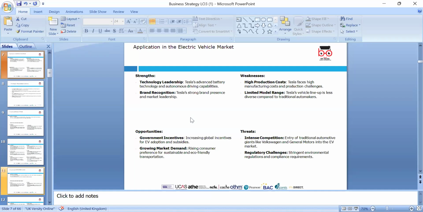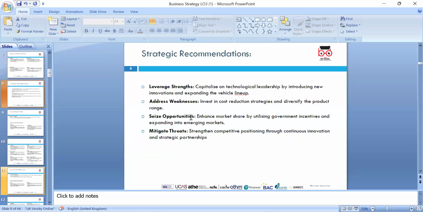So the model can be used for strategy purposes: leverage the strengths, address the weaknesses, seize opportunities, mitigate threats. Mitigating threats can be done through the SWOT analysis. So strategic recommendations can be in line with the SWOT analysis. We can look around and make an alternative plan, a second plan, to reduce our threats.